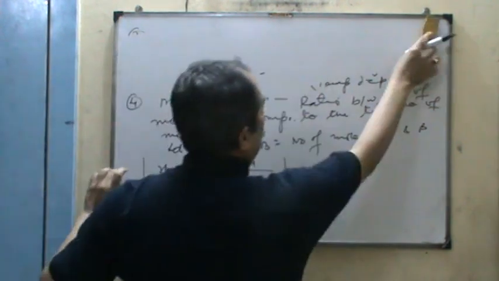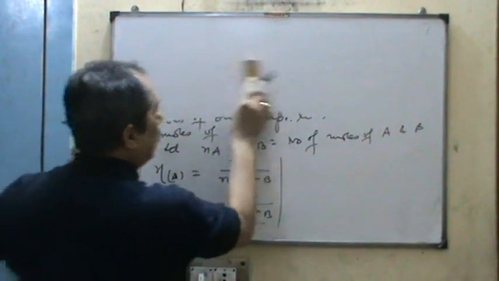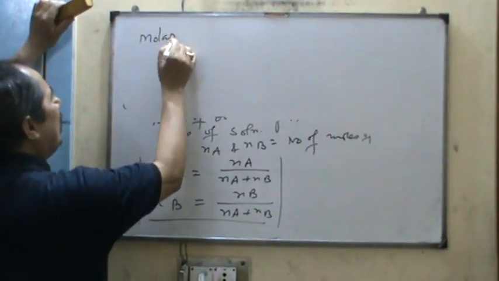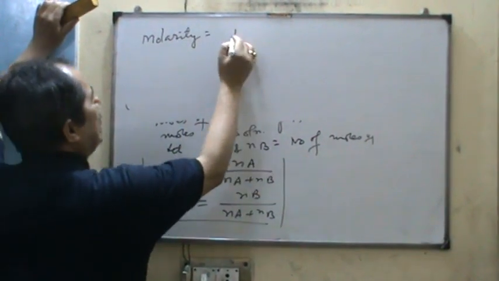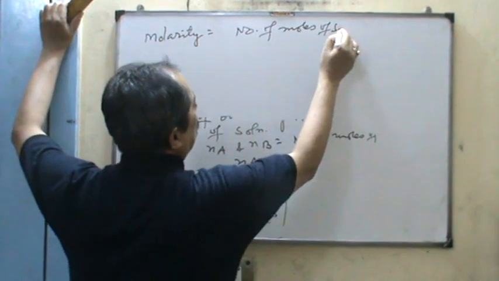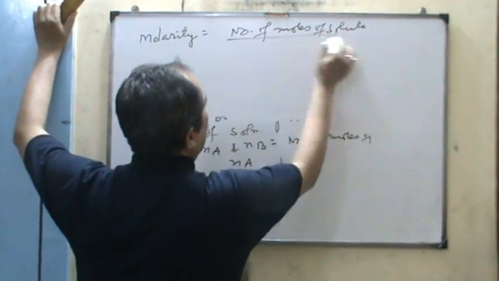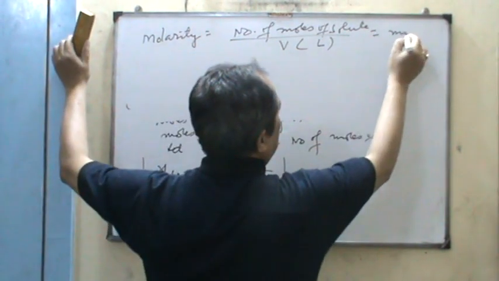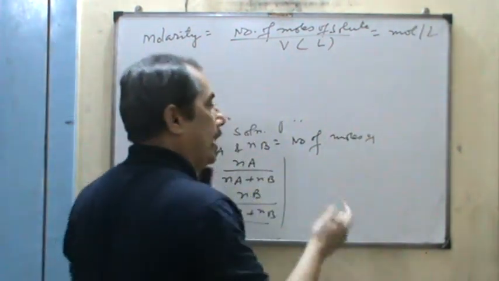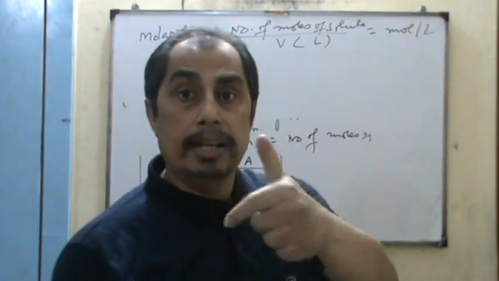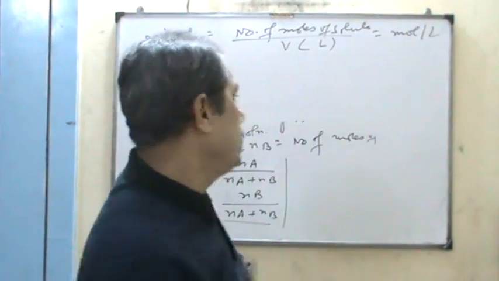The next formula which I will provide you is molarity. Dear students, what is molarity? Molarity is actually the number of moles of solute per volume of solution in liters. So what is the unit? It is mole per liter, and it is very much temperature dependent. How do you get the number of moles? Given mass upon molar mass.